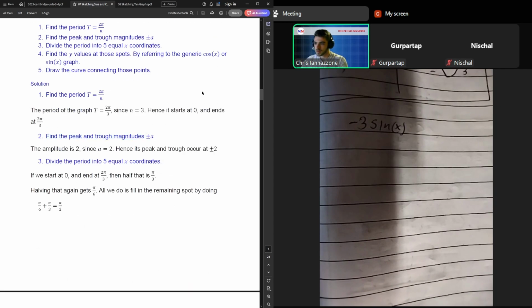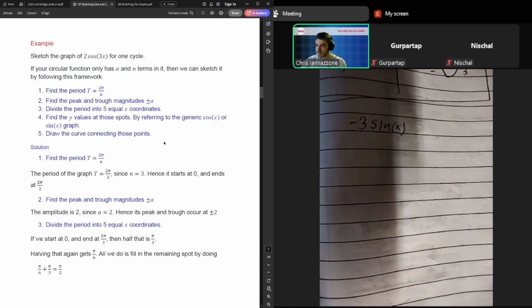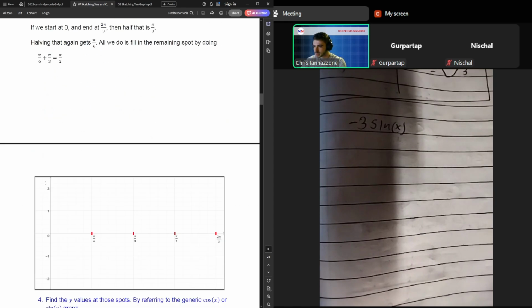From there, the next easiest thing would be to figure out where the peak and trough values are. And that's always going to occur from the a value, right? So normally it's plus minus 1. Because we have a 2 here, it's now going to be plus minus 2. So when we think about where our peaks and troughs are going to occur, peaks are at 2, troughs are at negative 2.